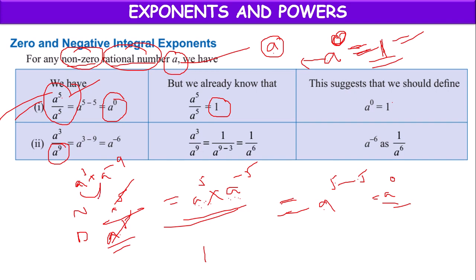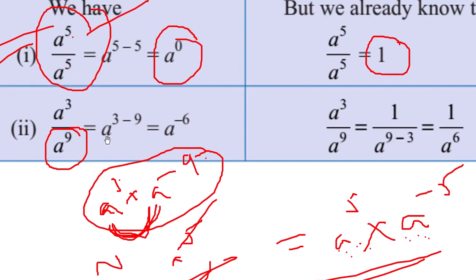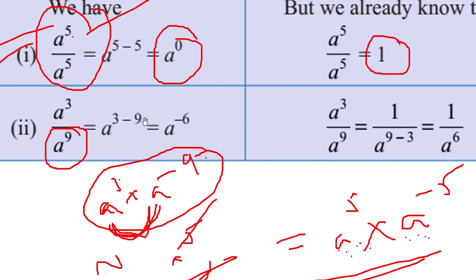But here the bases are the same. In a cube and a power minus 9, the bases are the same. So we can combine them into one base a, and we can add the exponents. 3 minus 9 we can write directly. So 3 minus 9 results in minus 6. So a power minus 6 is the value of a to the power of 3 by a to the power of 9.